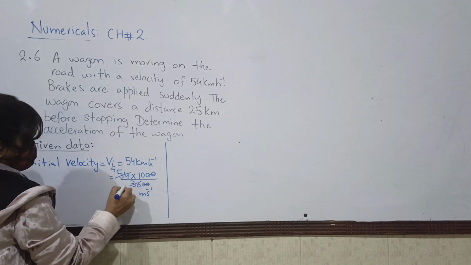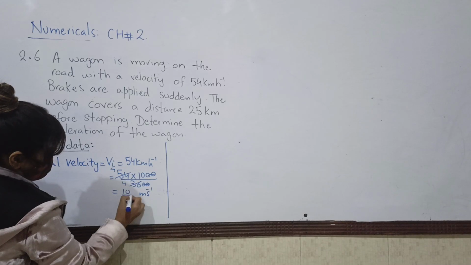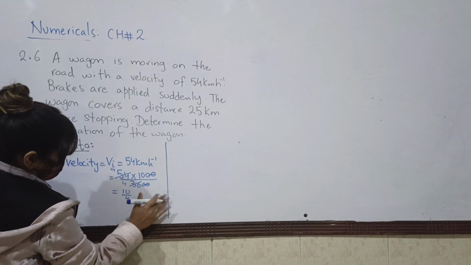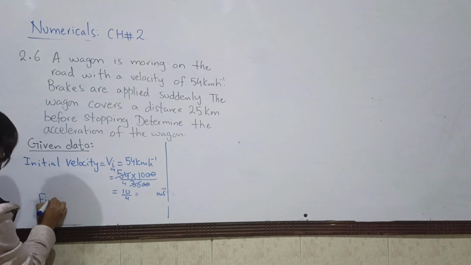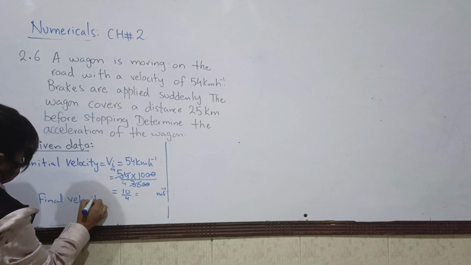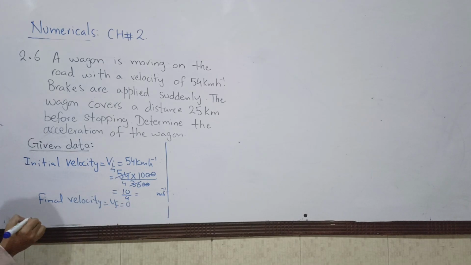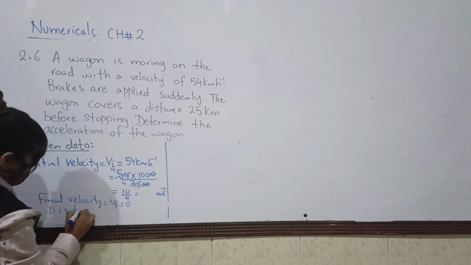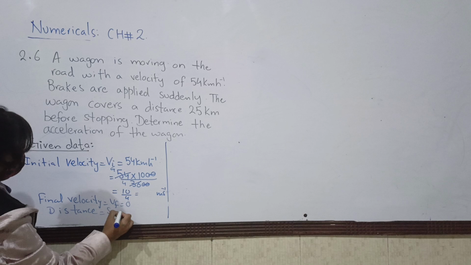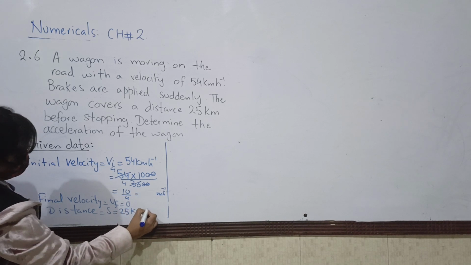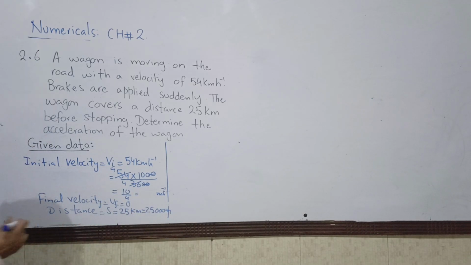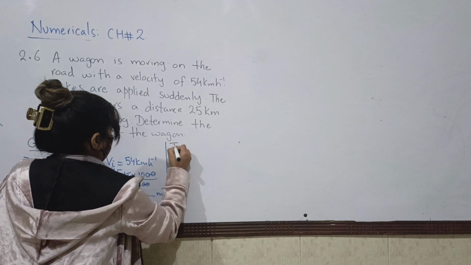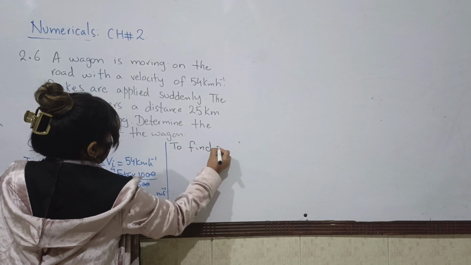5 nines are 45 and 5 fours are 20. So this is 45 over 20. Actually, write it with a calculator, its answer. And the final velocity is Vf, that is 0 because brakes are applied, and distance is that is 25 kilometer, that is 25,000 meter. Now we have to find, I will write it by using the calculator. To find, we have to find the acceleration.